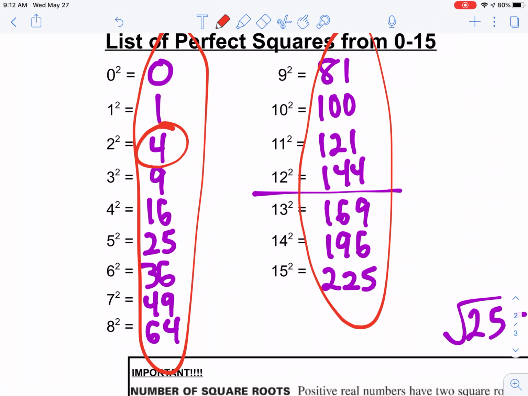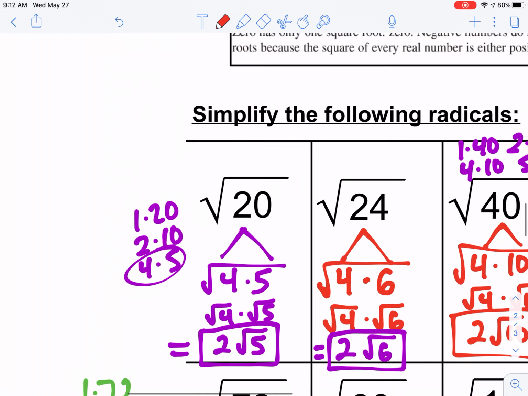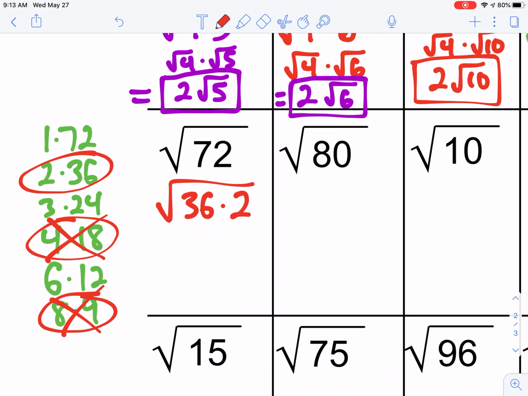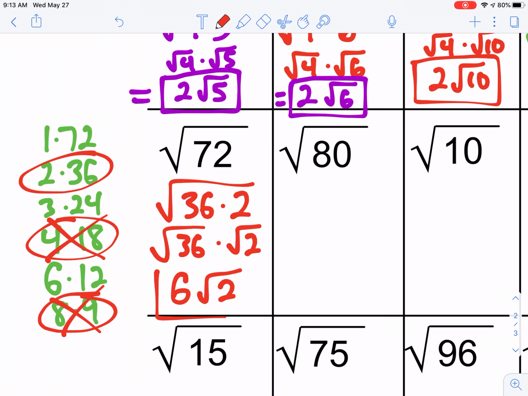So which one do you use when you have multiple perfect square options? You use the highest one. 2 and 36, that's the highest one. So 72 becomes 36 times 2. Square root of 36 times square root of 2. Well, the square root of 36 is 6. Square root of 2 is just square root of 2. And that's it.